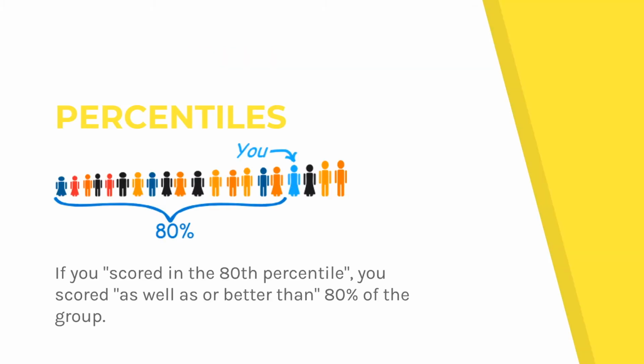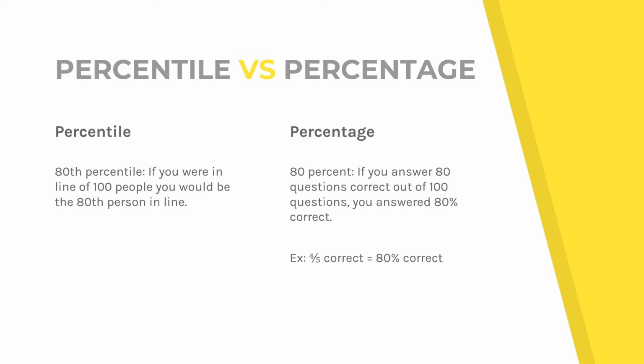The next word that you'll see quite a bit when we look at testing data is percentiles. If you scored in the 80th percentile, it essentially means that if we lined you up, you would be the 80th person in line, or you performed as well or better than 80% of that group. That varies from percentage. A percentage is if I got 80 questions correct out of 100, I have an 80% percentage. So percentile is out of a lineup of people, where am I placed? A percentage is accuracy: out of how many did I get correct?